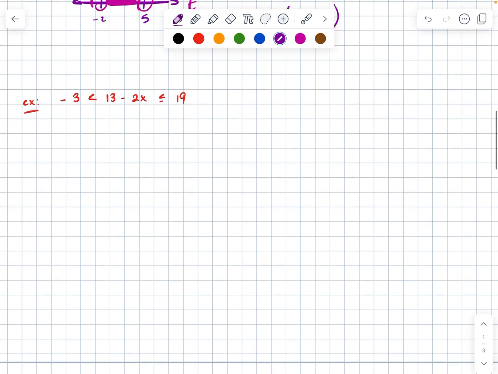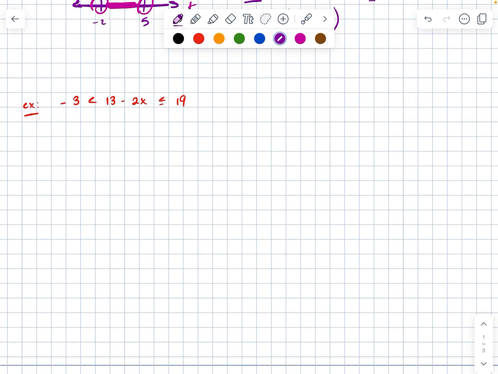With what you've got, let's try one more. -3 is less than 13 minus 2x, which is less than or equal to 19. Let's solve for x, graph on the number line, and write our set builder and interval notations. Give yourself a 2-minute timer, see how far you get. Have fun.